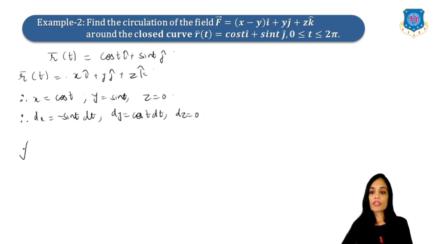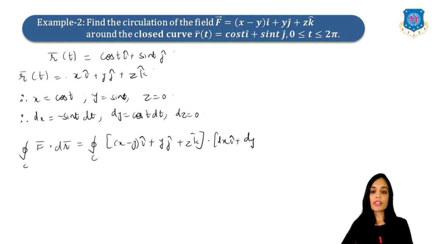So now circulation over C of f bar dot dr bar will be circulation over C of (x minus y) i cap + y j cap + z k cap dot dx i cap + dy j cap + dz k cap. Now we know z is 0, so in the integration, put the values of x, y and z. Right? So x is what? cos t minus y is sin t.